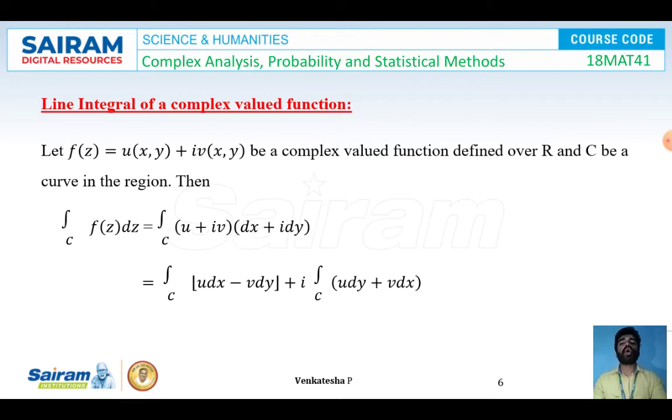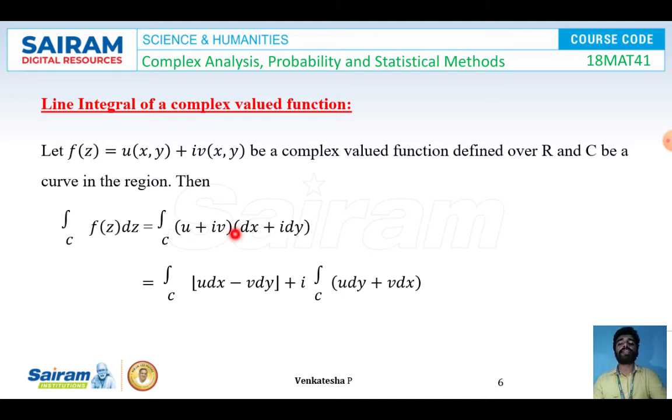Line integral of a complex valued function. I'm taking a complex valued function f of z equal to u of x comma y plus i into v of x comma y, defined over the real numbers, and C a curve in the region. Then the integral over C of f of z dz: I'm going to replace f of z as u plus iv and dz as dx plus i dy. So I get the integral over C of u plus iv into dx plus i dy.